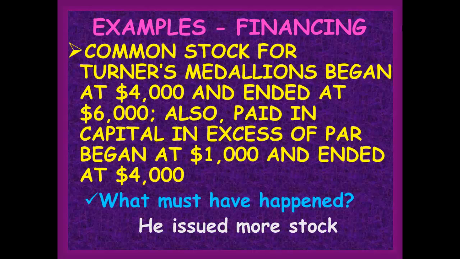So what must have happened? We must have issued more stock. That would make my common stock account go up. It also would make my PIC in excess of par go up. I'm going to do a journal entry. You might not need to.